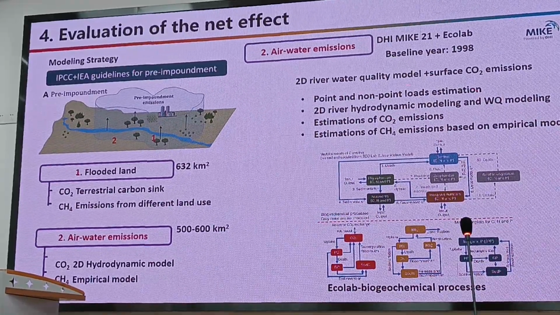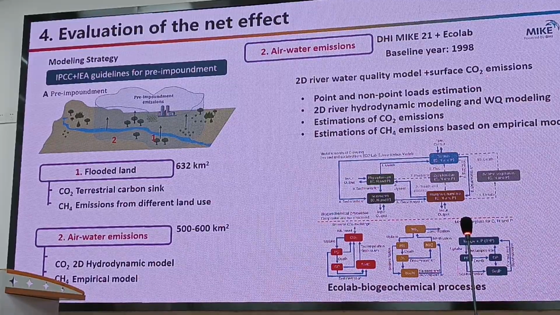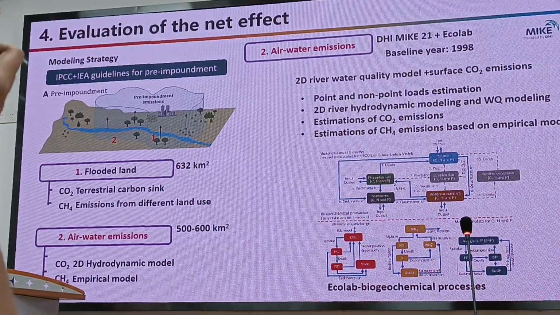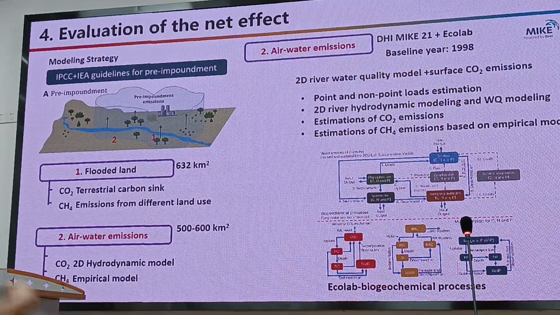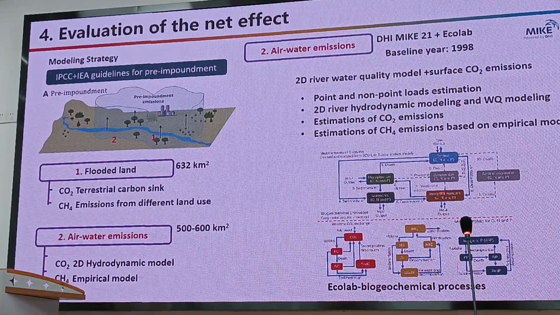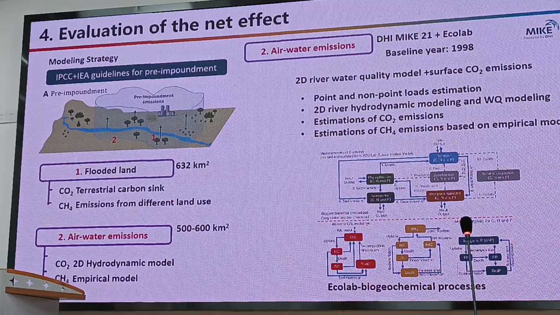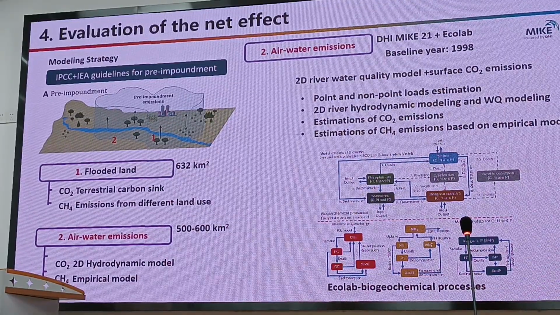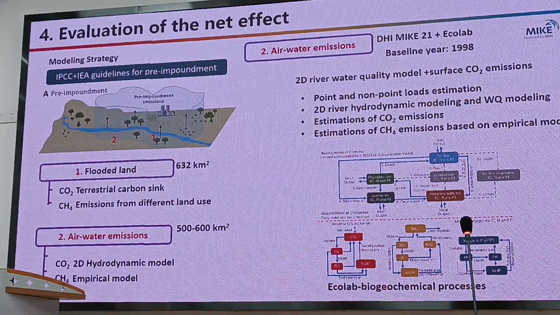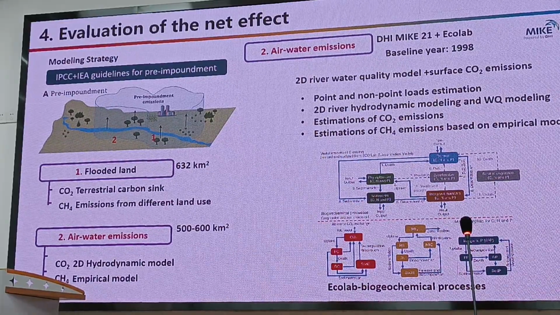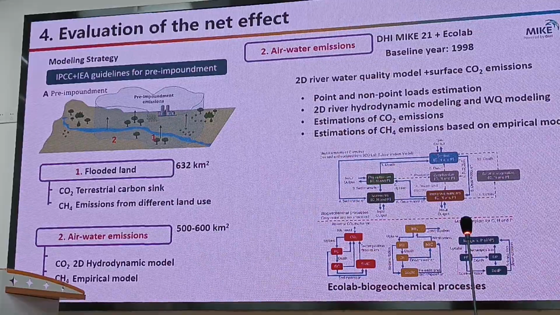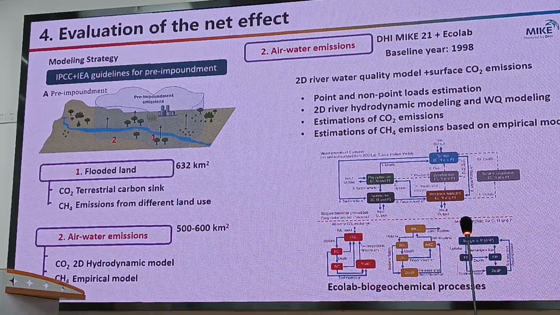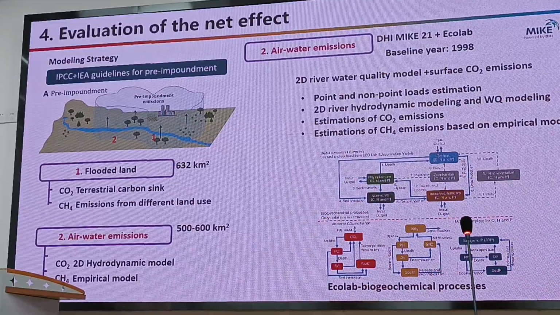We also made some innovations and revisions of the biogeochemical processes in the water quality model, so that it can estimate the carbon dioxide. Because we don't have any historical data, we use the total alkalinity (TA) data to estimate the carbon dioxide. We also use some data on the methane emission based on an empirical model. It's a very simple linear regression.